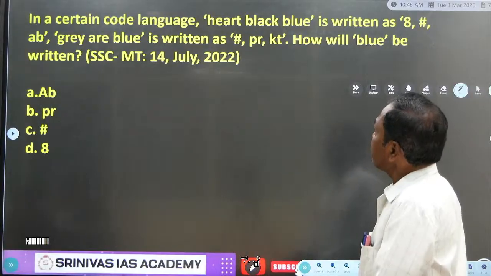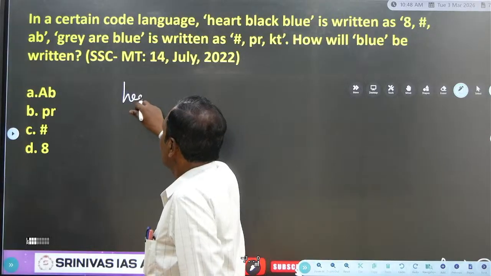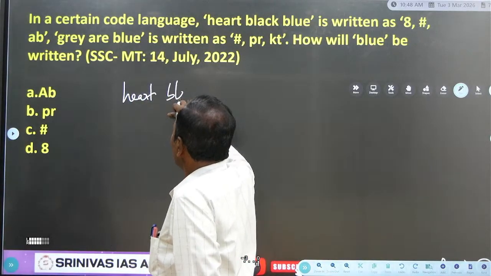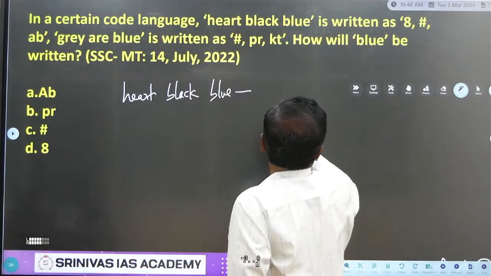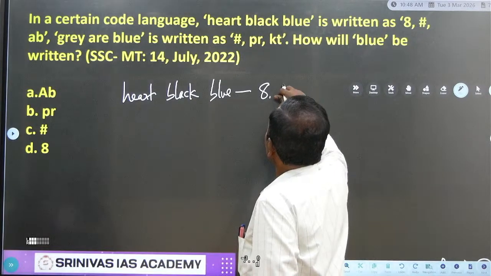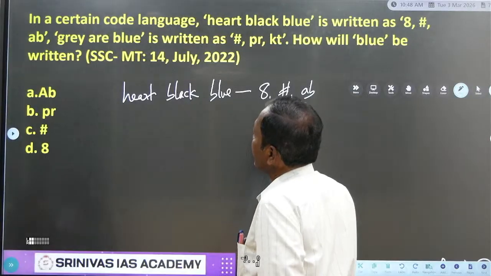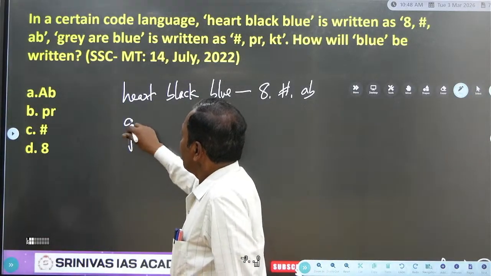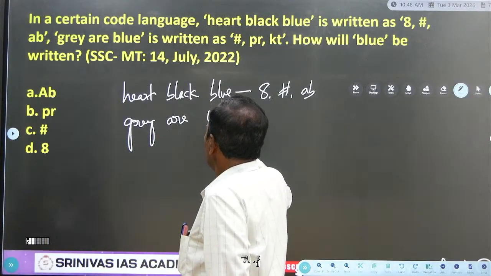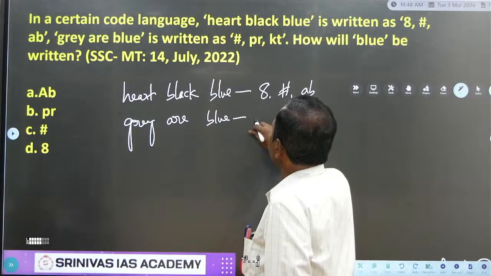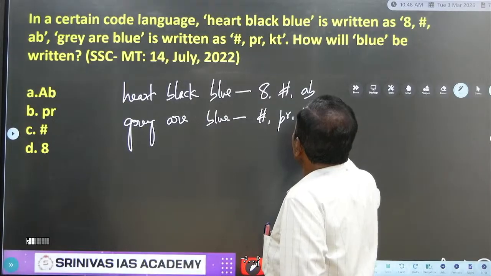In a certain code language, hurt black blue is written as 8 ash AB. Gray or blue is written as ash PRKT.